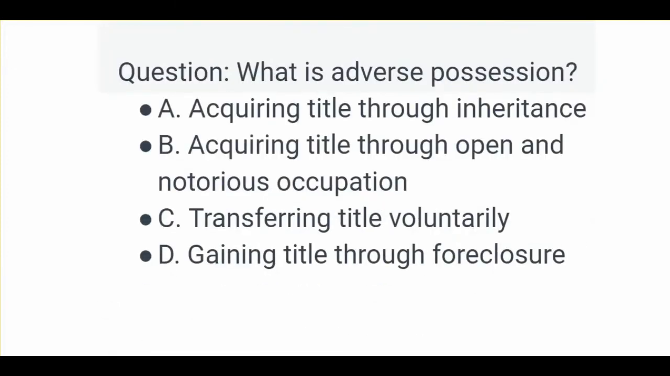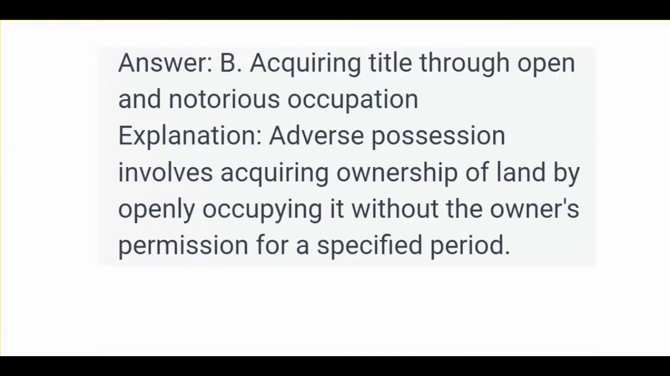What is adverse possession? A, acquiring title through inheritance. B, acquiring title through open and notorious occupation. C, transferring title voluntarily. D, gaining title through foreclosure. B, acquiring title through open and notorious occupation. Adverse possession involves acquiring ownership of land by openly occupying it without the owner's permission for a specified period.